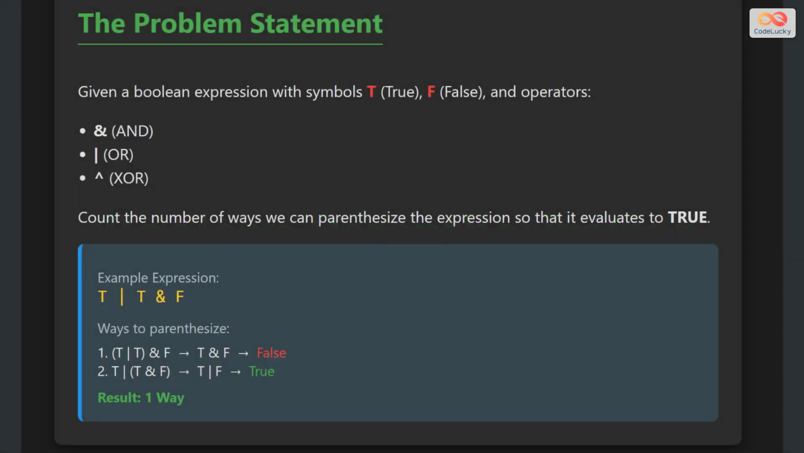Let's first understand the problem. We are given a string containing Boolean values true and false, along with three types of operators: AND, OR, and XOR. Our goal is to find how many different ways we can place parentheses around these values and operators such that the final result of the expression is true. As you can see in the example, changing the order of operations can change the result from false to true.